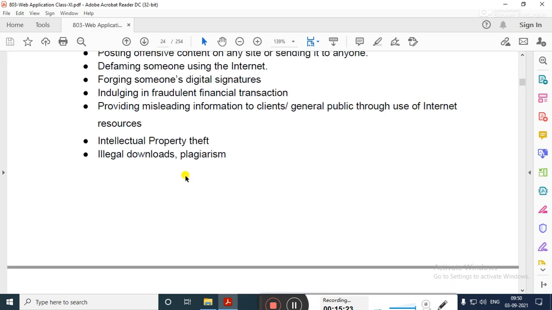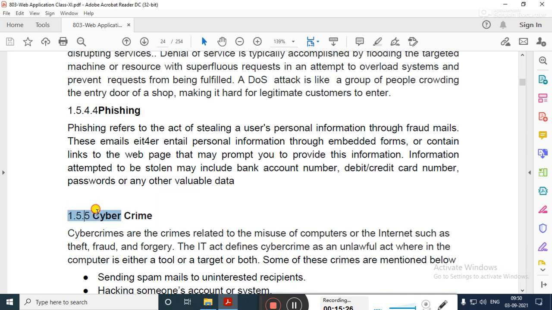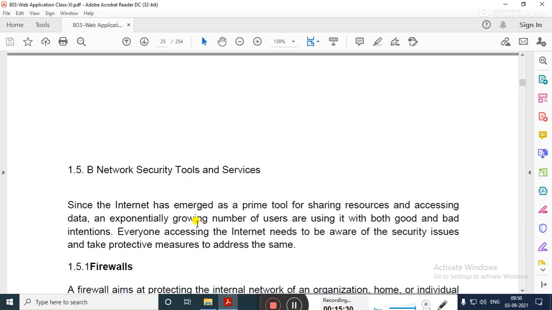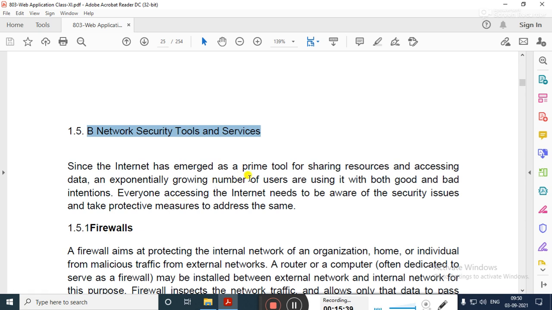Now the security tools. From the previous topic, we learned what cybercrime is and what the threat is. Now we are going to discuss security tools and services. What are security tools? Since the internet has grown as a prime tool for sharing resources and accessing data, an exponentially growing number of users are using it, with both good and bad intentions. Some people use it with good intentions, some with bad intentions, because all people are not the same.